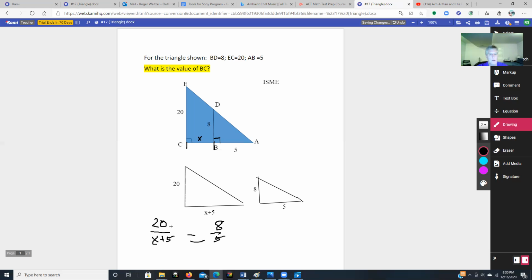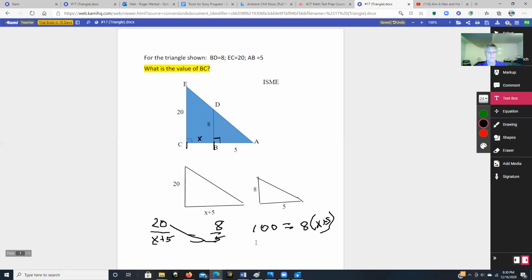Now we're going to just cross multiply to solve for this. So this times this will be 100. And that's going to be equal to this times this, which will be 8 times X plus 5. All right, let's switch to the text box because that looks like a first grader's writing there. So I'm going to switch this to the other side, and then I'm going to say 8 times X is 8X. And then 8 times 5 is 40. And that's going to be equal to 100.